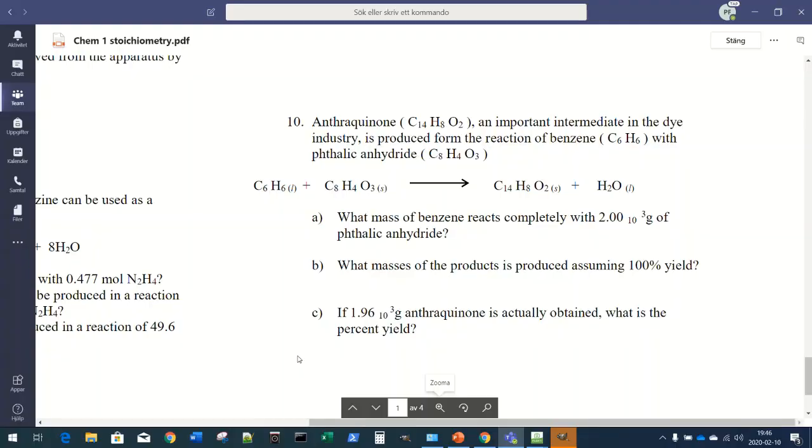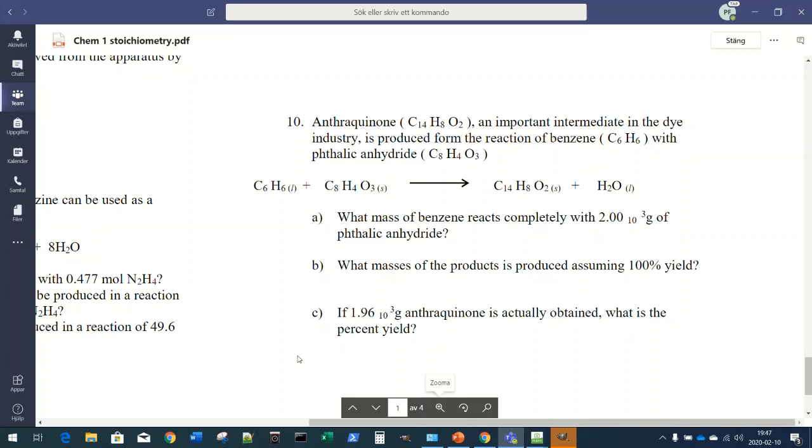So this is question 10 from Chem 1 Stoichiometry. Question 10 says something like this. Anthraquinone, which is C14H8O2, which is used in the dye industry, is produced from the reaction of benzene, which is C6H6, with phthalic anhydride, which is C8H4O3. When those two are reacted, they make anthraquinone plus water.